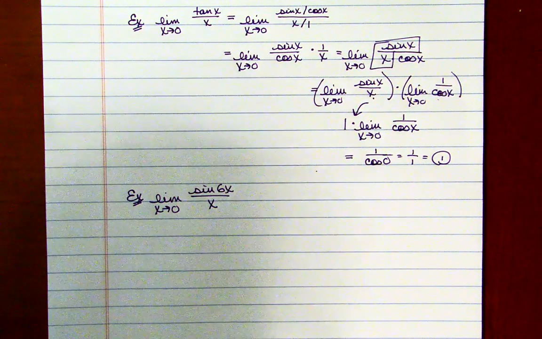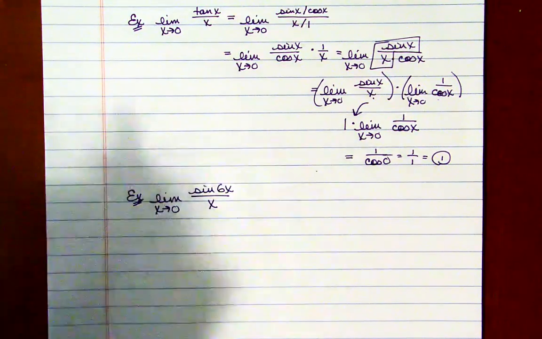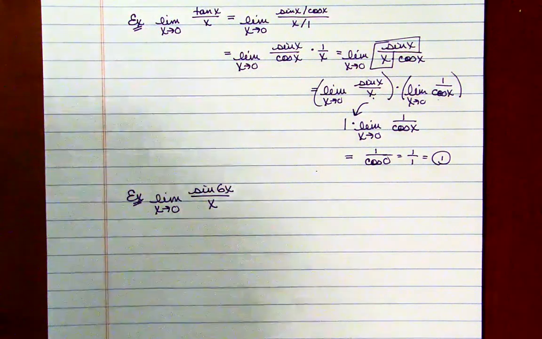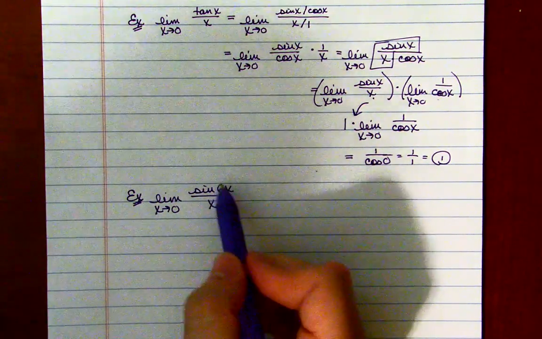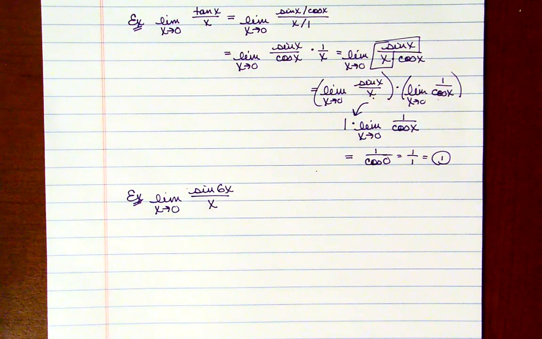It would be really nice if I could just factor this 6 out front, but sine doesn't work that way. You had all sorts of double angle, triple angle formulas last year. Sine 2x is 2 sine x cosine. You can't just take a number inside and move it out front. So I have some other work I need to do.